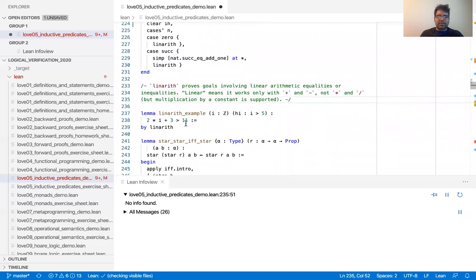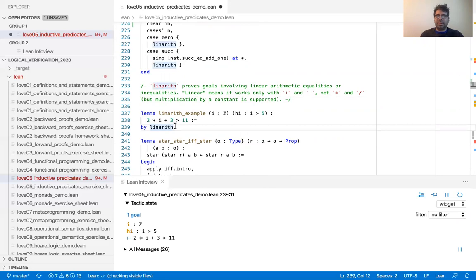Right. So this is an example of what linarith is able to do. It also knows about greater than, and so if we know that i is greater than 5, then we know that 2 times i plus 3 is greater than 11. Linarith can do that, and it will just inspect the entire state, including the hypotheses. It's not like other tactics where they're completely blind and you have to tell them, oh, use this hypothesis or use that hypothesis.